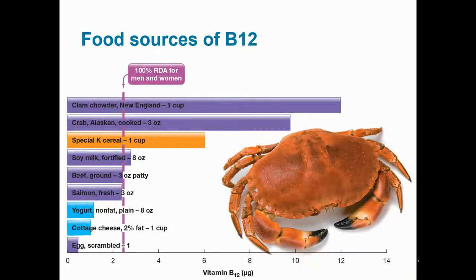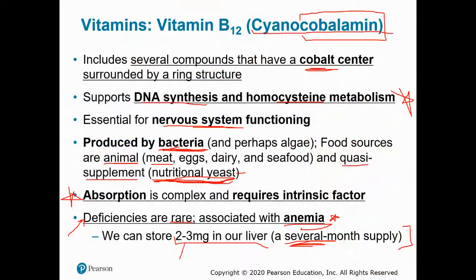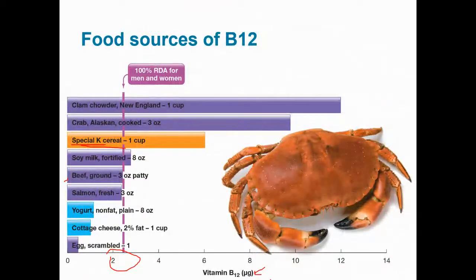Okie doke. So food sources, as we said, here's beef down here. Again, foods that might be fortified. Nutritional yeast isn't shown here. But as we said, the RDA is relatively low. It's a little more than 2 micrograms per day. And we said back here that our liver can store 3 milligrams, so it's about 1,000 times the RDA. So we can have a pretty good storage supply of B12 for a while.